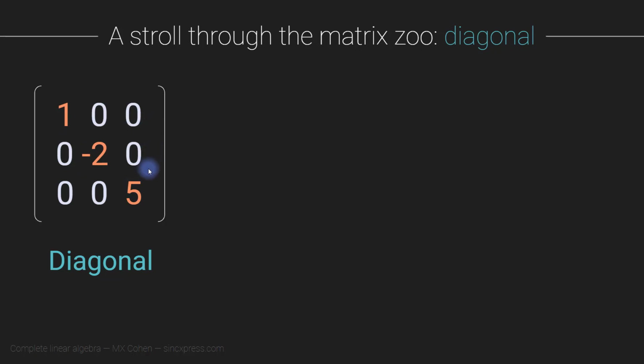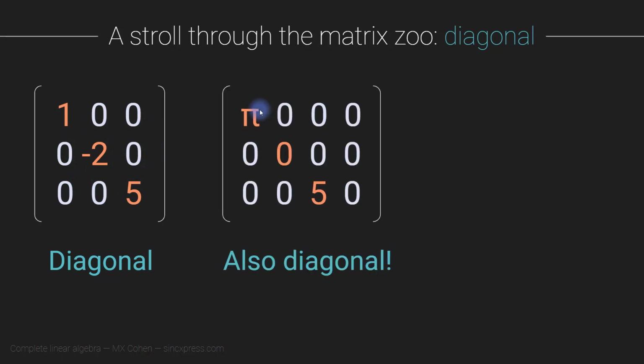So here's an example of a square diagonal matrix. Here's an example of a non-square or rectangular matrix, which is also a diagonal matrix because all the off-diagonal elements are zeros, and the only non-zero elements are in the diagonal of the matrix. Now, of course, in the previous slide, I showed the identity matrix, which is a form of a diagonal matrix. So the identity matrix is a special case of the diagonal matrix.